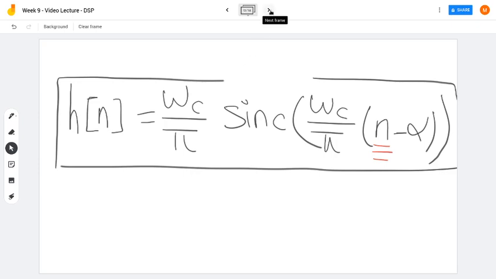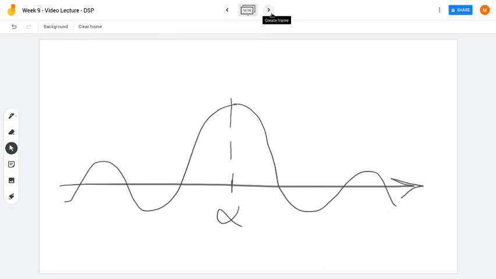Okay, so now if alpha is an integer, we will be having a sample at alpha.